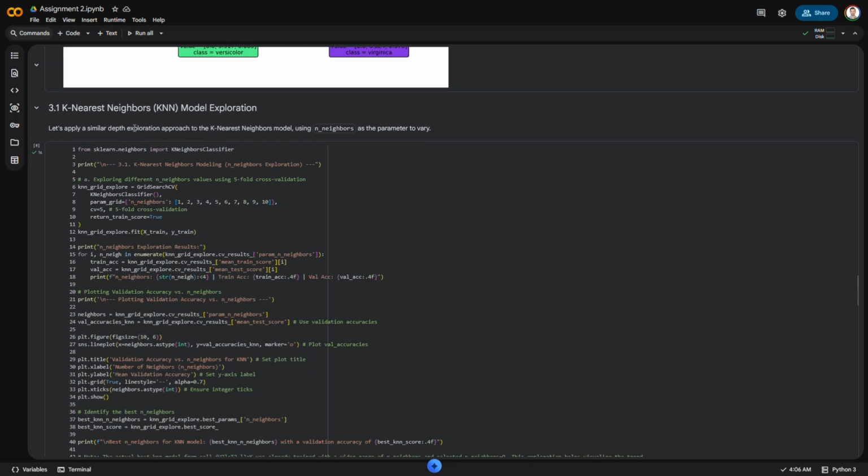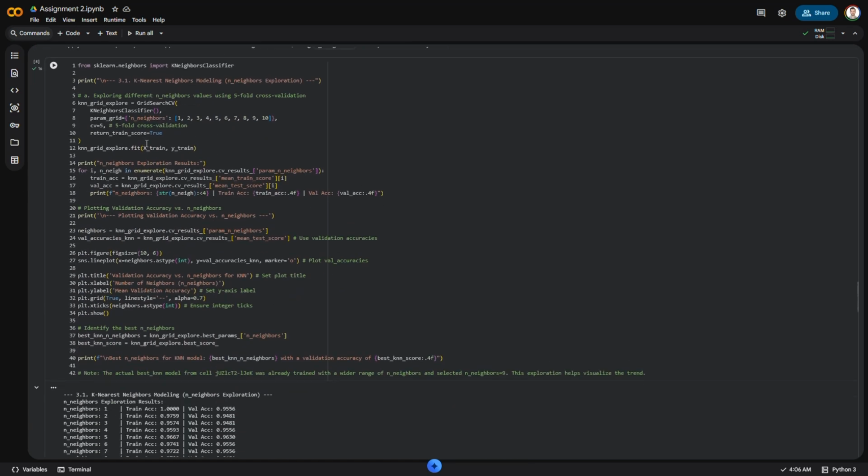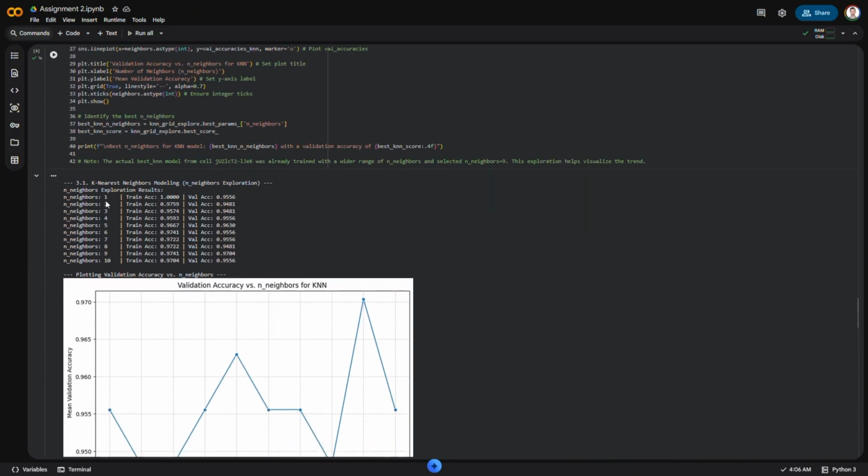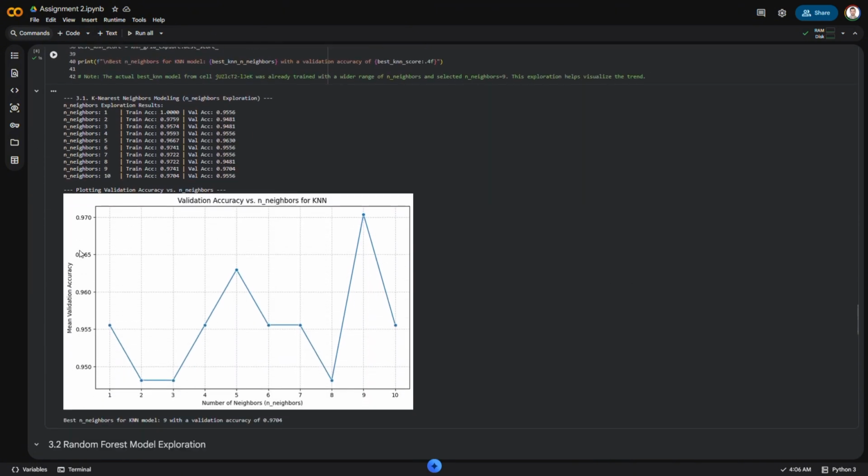The second model was KNN. I tested different values of K from 1 to 10. With K equal to 1, the model achieved perfect training accuracy, but this can indicate overfitting because it relies too heavily on individual training samples. The best validation result occurred at K equal to 9, with a validation accuracy of around 0.97. On the test set, KNN correctly classified all 15 samples.